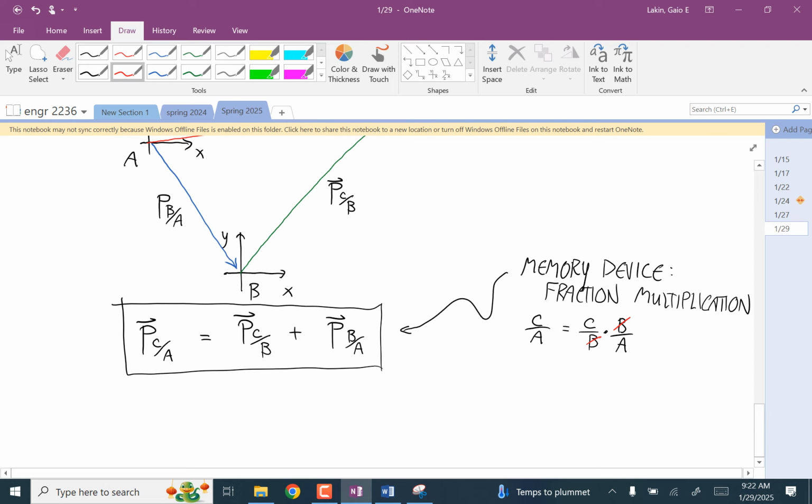It's not like the derivative. What? This looks like the derivative, like when... Oh, yeah, like the chain rule, yeah.